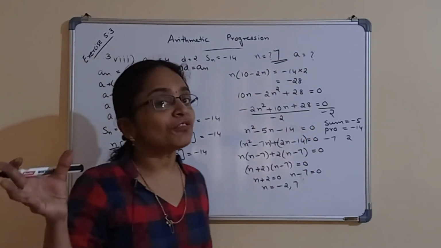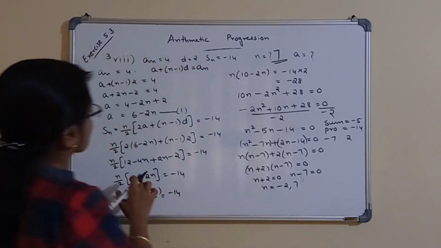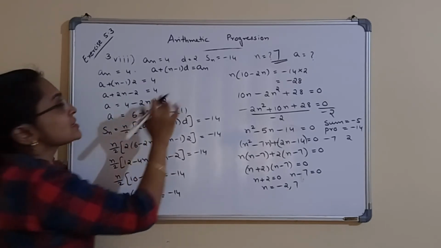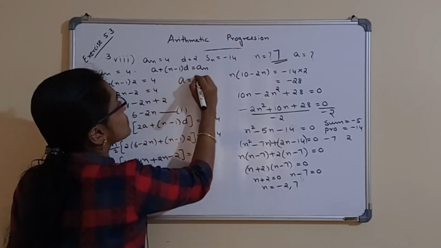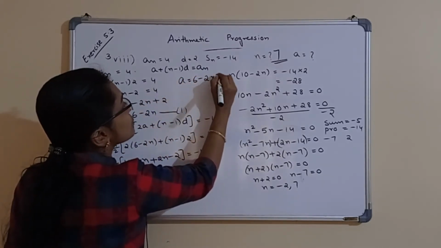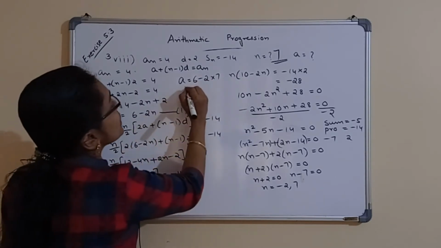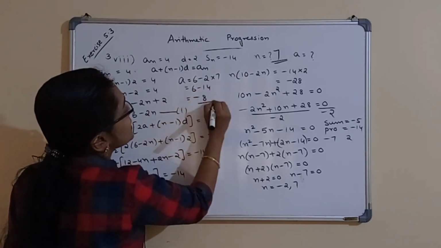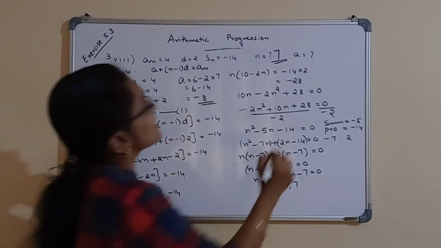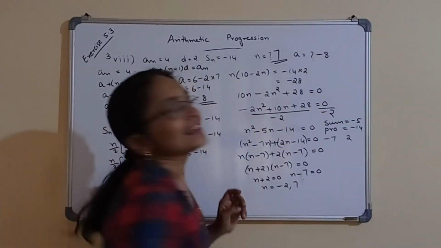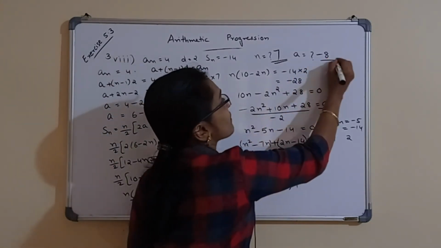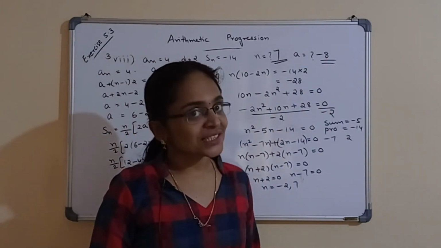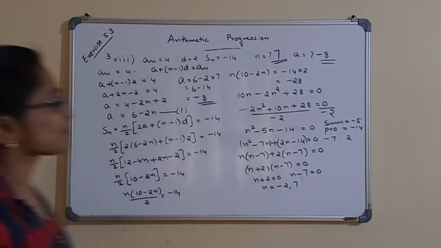Now we have to find the value of a. So for that we can substitute n in equation 1. So we will get a is equal to 6 minus 2 into 7, which is equal to 6 minus 14, and that is equal to minus 8. So a is equal to minus 8 and n is equal to 7. Okay, understood? You can pause this video and write this.